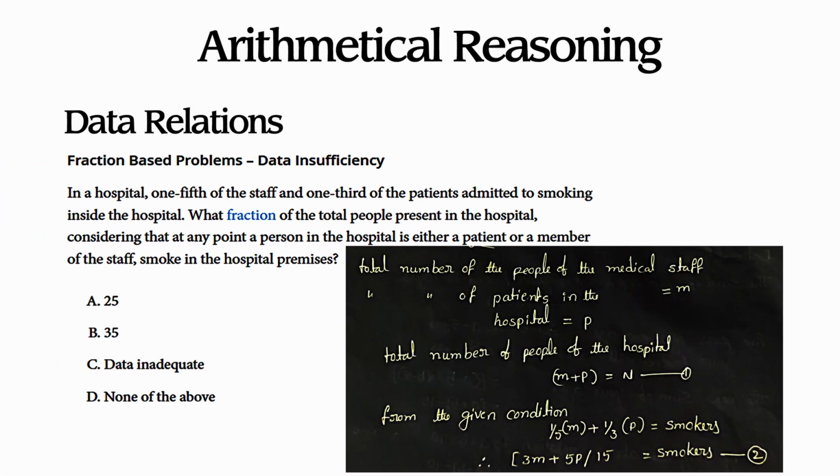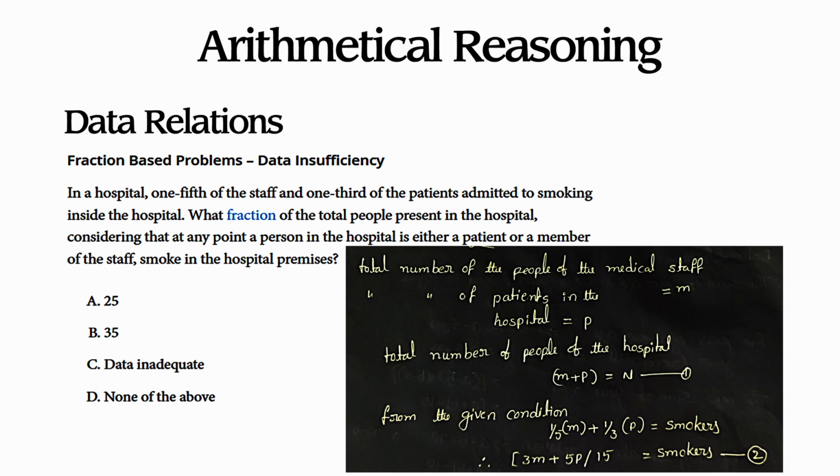Let M denote the total number of the medical staff and P denote the total number of patients in the hospital. Since we have been asked to find a fraction of the total number of people in the hospital, that would be M plus P is equal to N. M plus P is equal to N is equation 1. From the given condition, we have 1/5 of M plus 1/3 of P is equal to smokers. Therefore, we may write (3M plus 5P) by 15 is equal to smokers. This is equation 2.